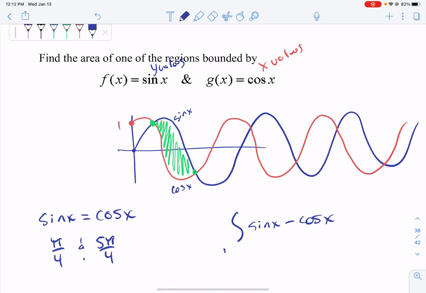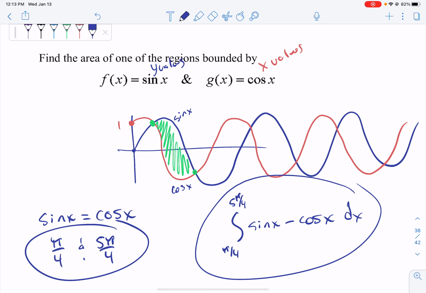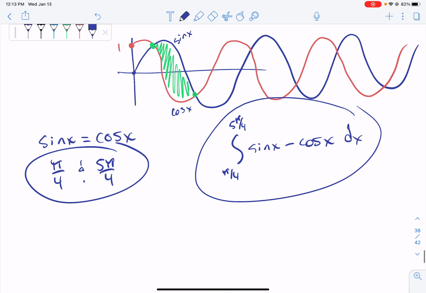So down here, I'm going to put pi fourths on the bottom, and I'm going to put 5 pi fourths on top. And then, of course, we've got our dx. So I'm going to get a point right there for getting my limits. I'm going to get another point for setting up my integral. And then my third point is going to come from my answer.